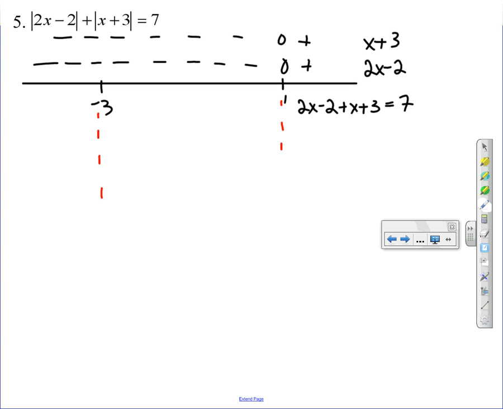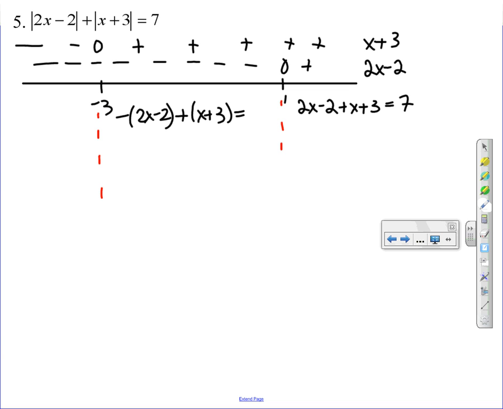In the middle, both of them, oh man, I hate when I screw up like this. Sorry about that. My sign analysis went wonky. So I guess the first part's still right, but now in the middle, the 2x minus 2 has to be negative in order to be positive, so we would put a minus in front of the 2x minus 2, leave the plus in front of the x plus 3, still equals 7.